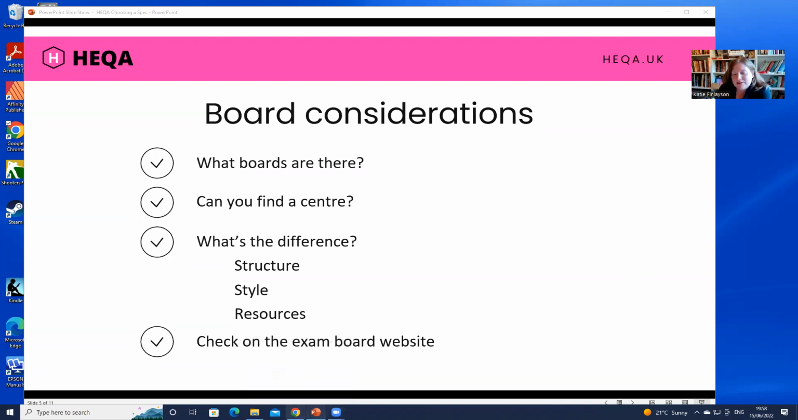Because if you decide that say the OCR specification looks great, you really like that, but the only place that you can sit it is 4 hours drive away, then that's probably going to outweigh the fact that the other spec isn't as nice, but you can sit it at your local school. So you want to have an idea at least of where you're going to be able to sit them.